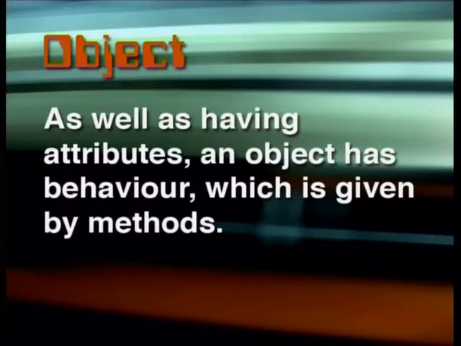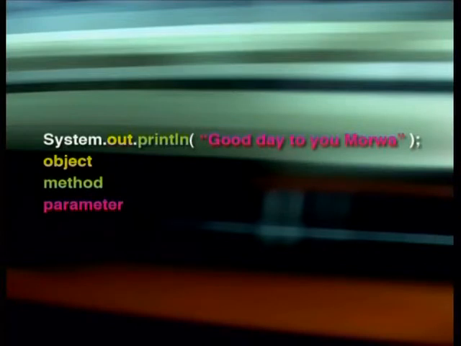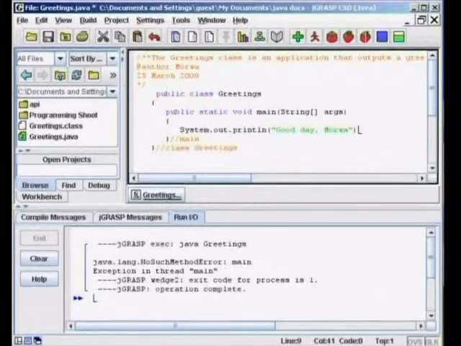As well as having attributes, an object has behavior, which is given by methods. We call a method by giving the object's name, followed by the method's name, followed by any parameters that are needed. The object name and method name are separated by a dot, and the parameters are enclosed in round brackets. The System.out object represents the standard output of a program. It has a method, println, which sends a text version of a number or an object to the standard output.